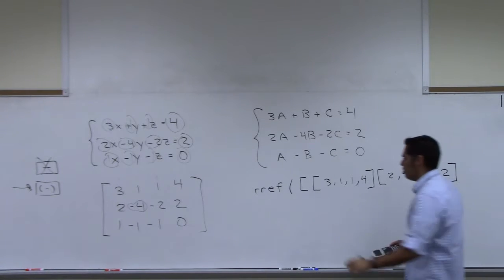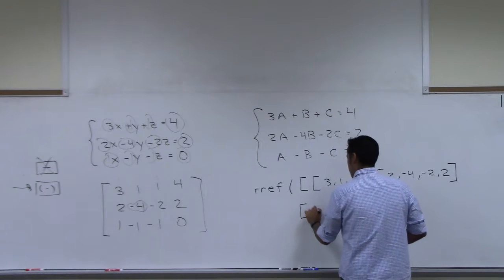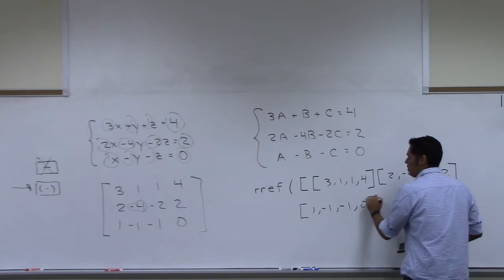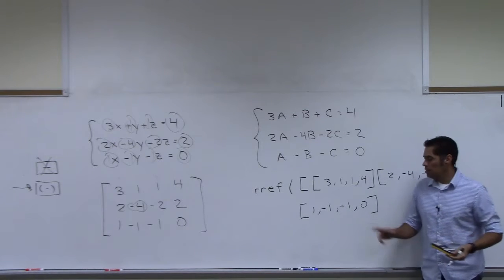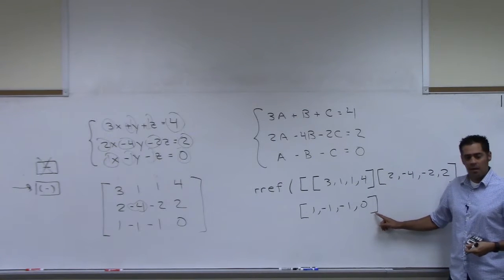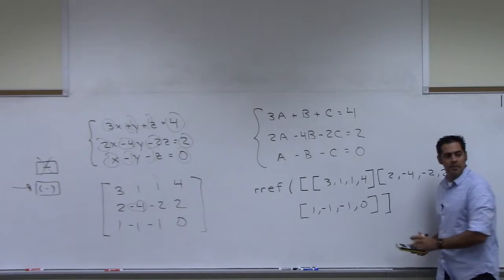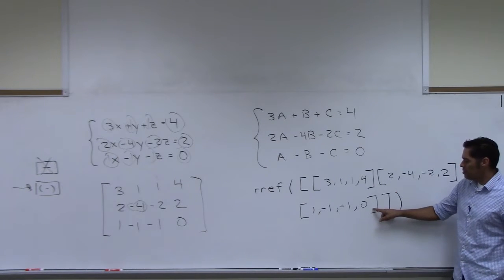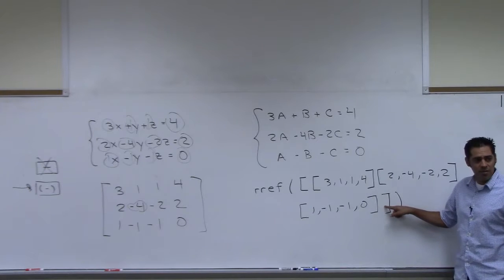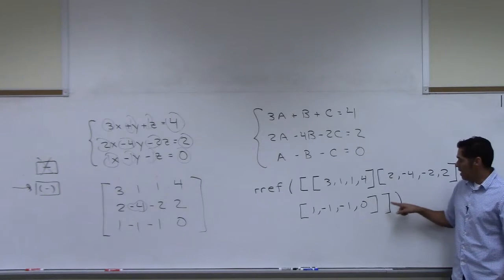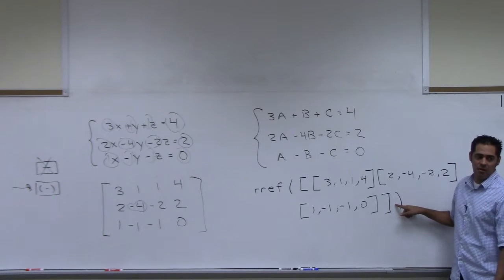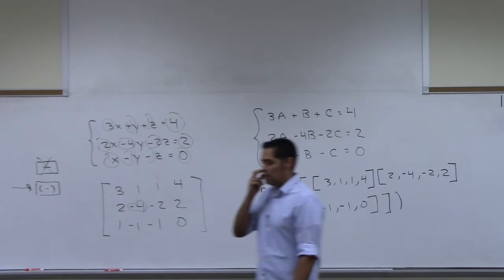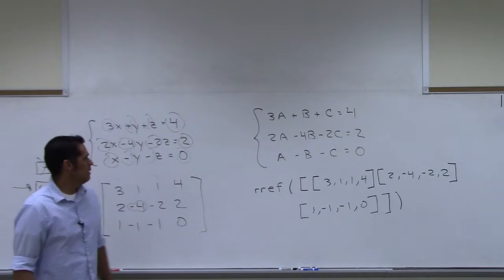Open bracket. Do your third row. Hold up, I don't know what you have typed in yet. Did you close this off? And did you close it again? And then parenthesis. So this closes off the last row. This closes off the matrix. And this closes off the function, RREF. And once you get that, hit enter, and you should see something on your screen.